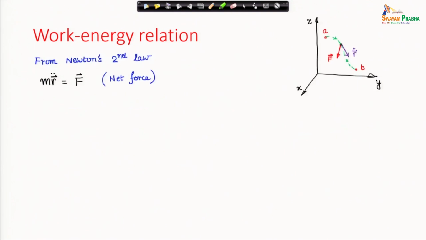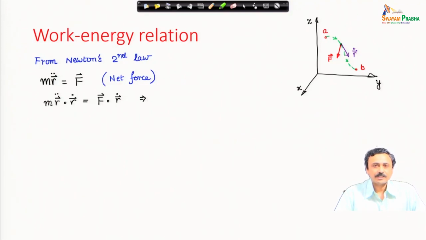Let us start with Newton's second law then. As you know, for a particle of fixed mass m, this is what Newton's second law reads: mass times acceleration is equal to the net force acting on the particle. If you take the dot product of both sides of this equation with the velocity vector, as you can see, I have taken the dot product with r dot, which is the velocity vector, on both sides.